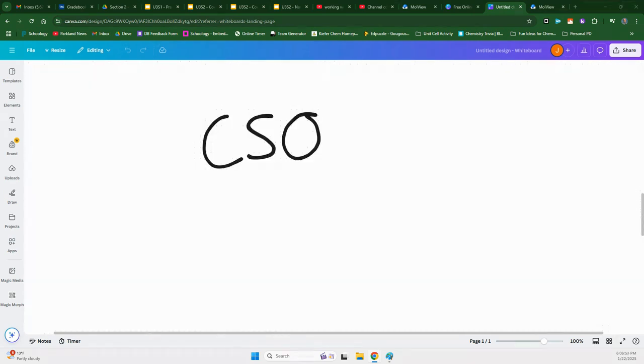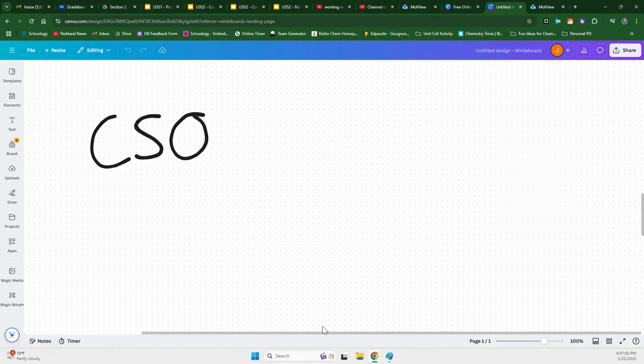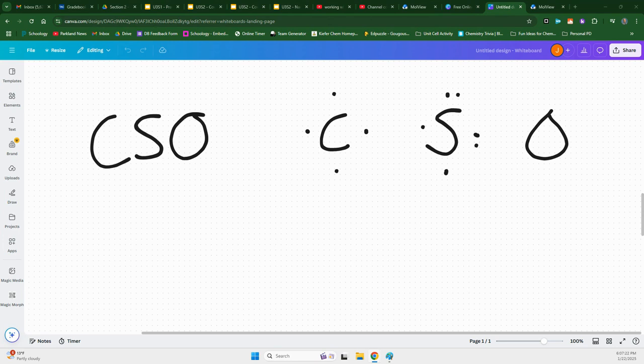Now let's look at a slightly more difficult molecule, CSO. You'll see that the same process can be used as what we used in the past. I'll start by drawing my Lewis dot structures for each of my atoms. Carbon should have 4 around the outside. Sulfur is going to have 6 total around the outside. Looks like 2 pairs and 2 singles. And oxygen will also have 6, 2 singles and 2 pairs.